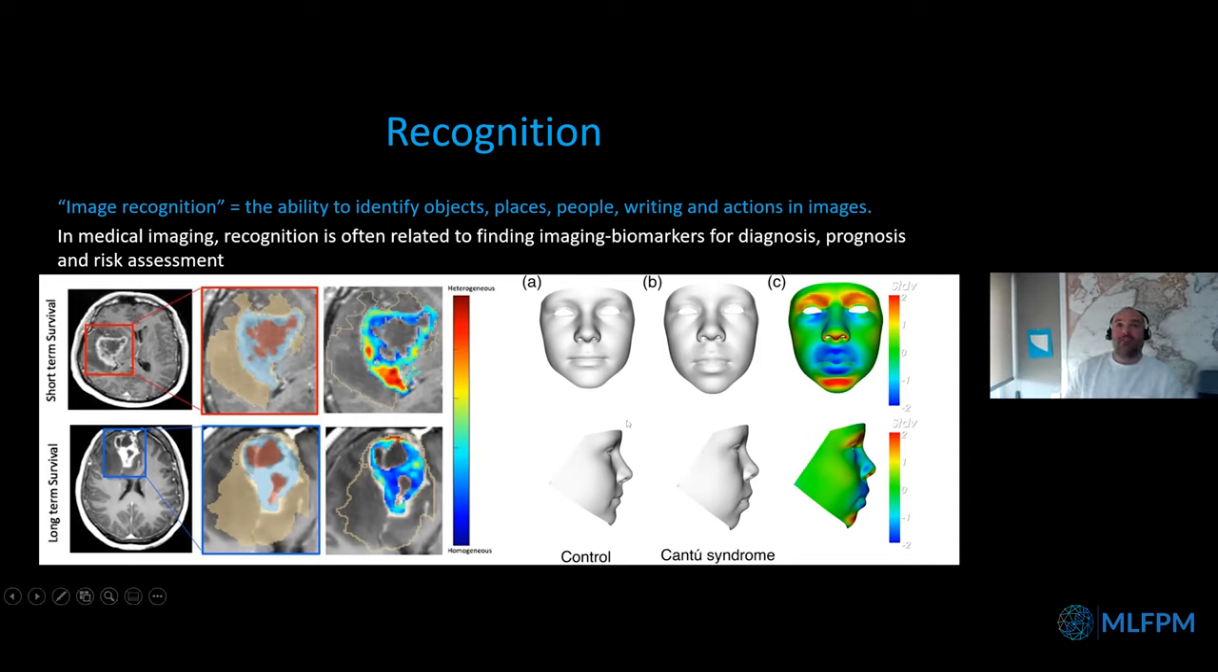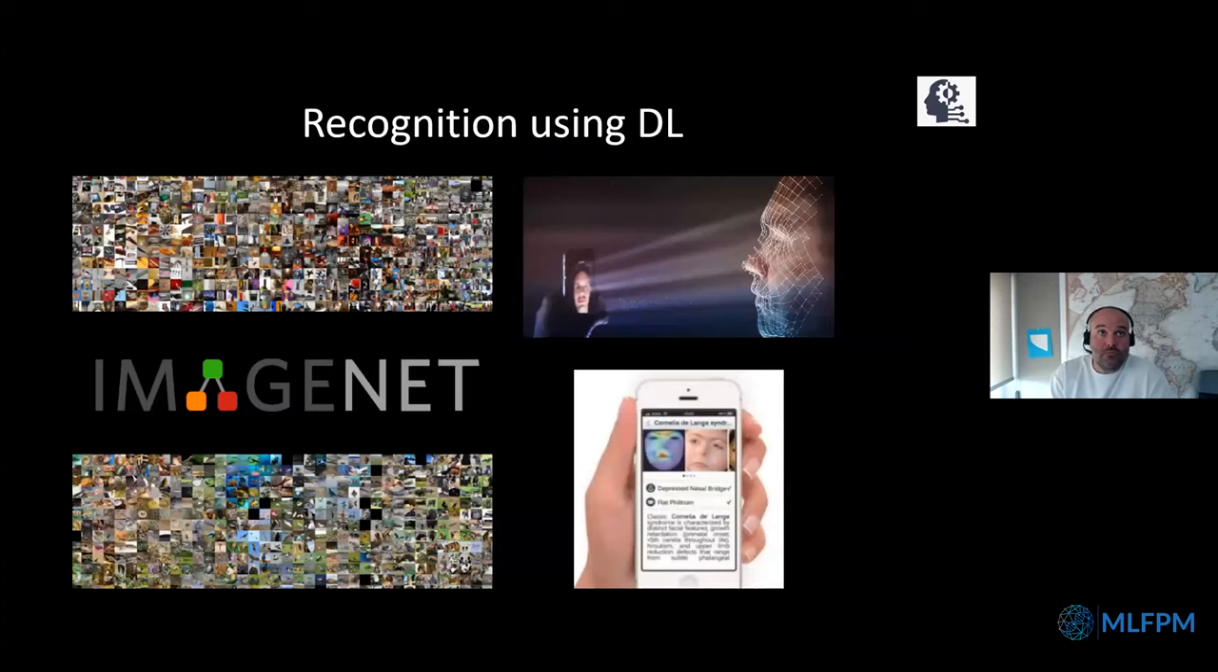Or if I look at faces again, if I give it a facial gestalt, can I diagnose a certain syndrome, yes or no? For example, this is the average face of a control group, and this is the average face of the Cantu syndrome. The idea is to look at specific features in the face, biomarkers in the face of the image, and you can then conclude a diagnostic outcome, yes or no, or a prognostic outcome.